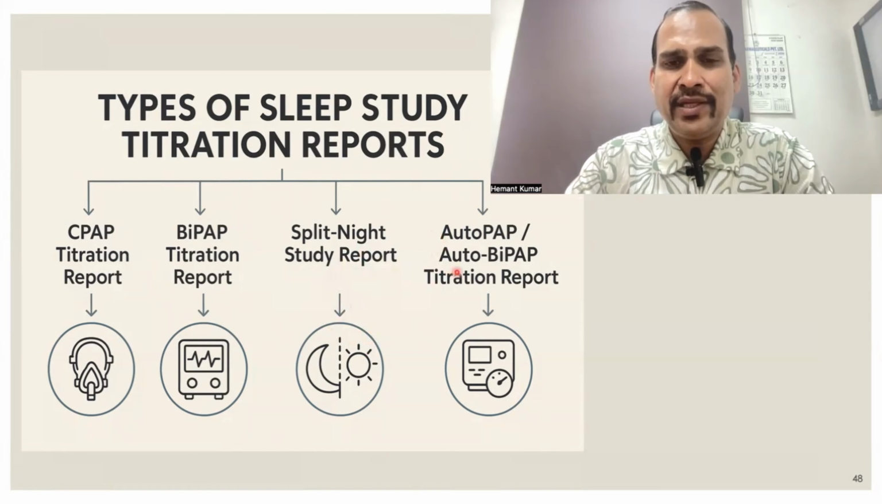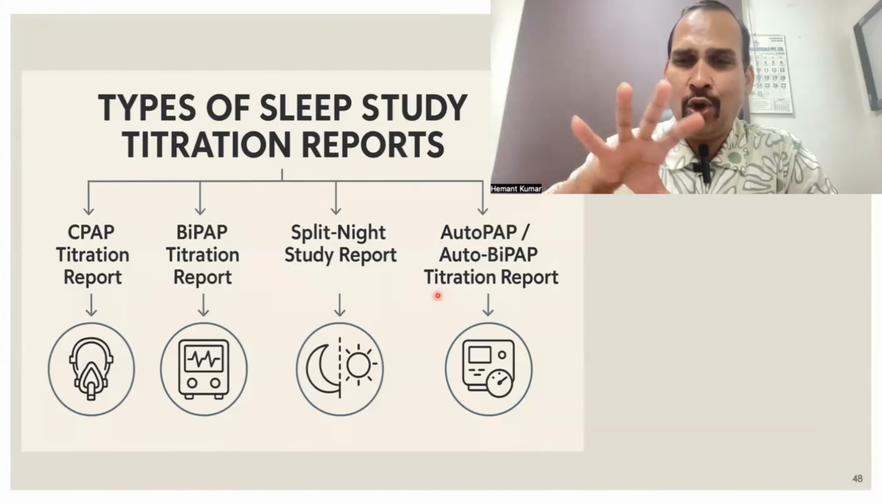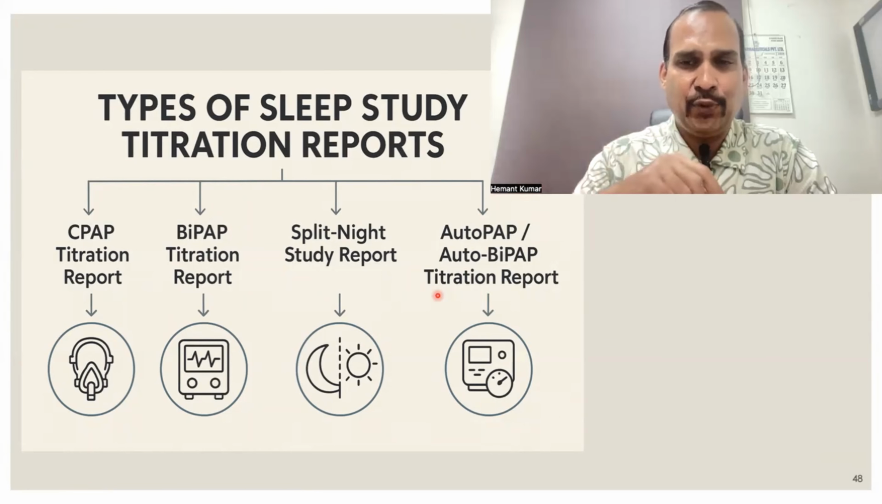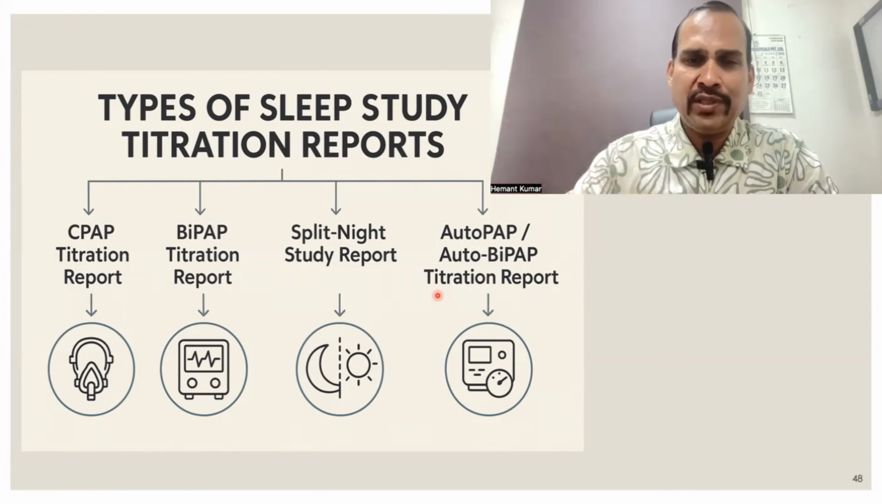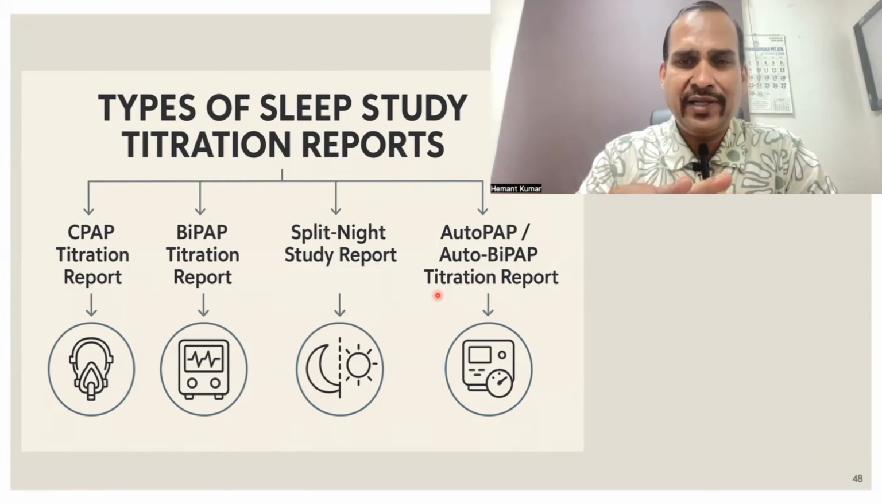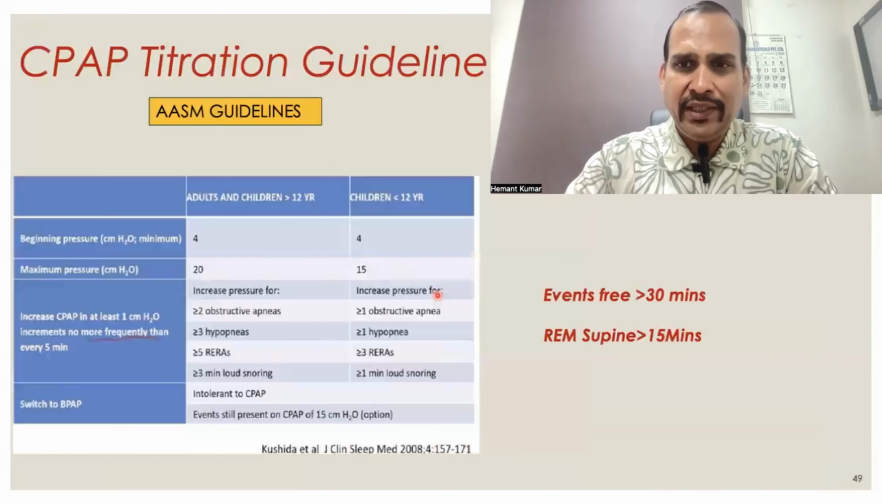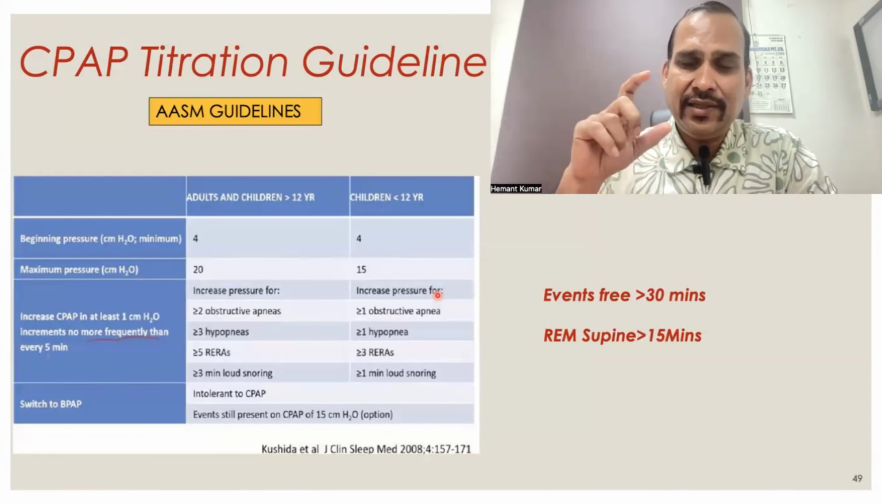Another method is auto PAP or auto BiPAP. This is usually home-based titration. We give auto PAP to the patient and ask him to come back after 15 days with the report. In auto PAP there is a memory card. After 15 days they download the report and come to us, and we can identify how much pressure the patient will require. But in our patient, we did titration in the lab in our hospital only.